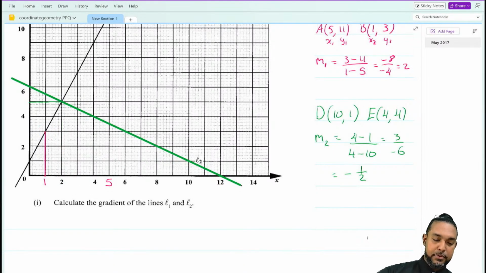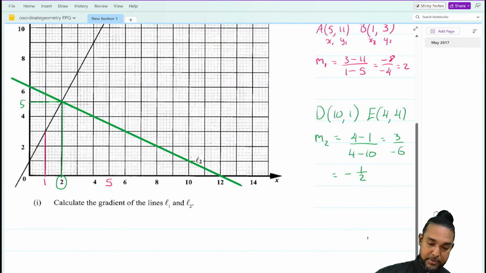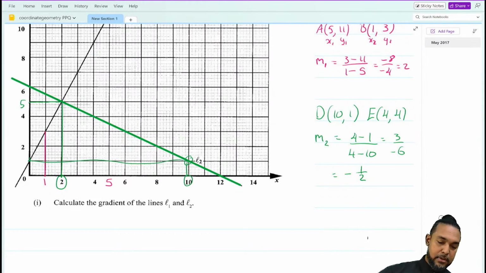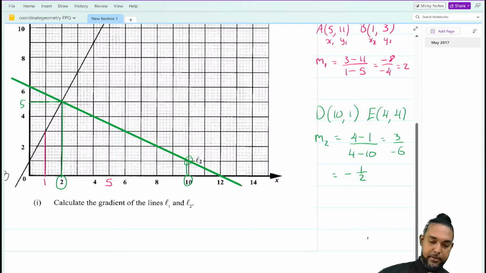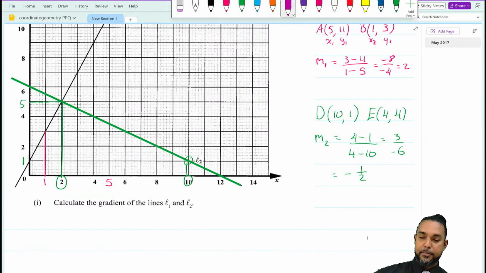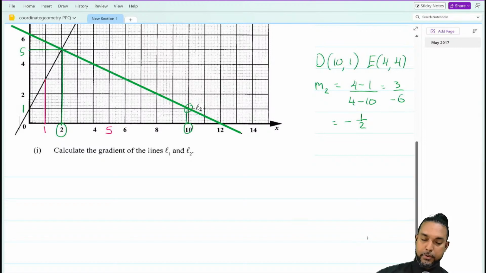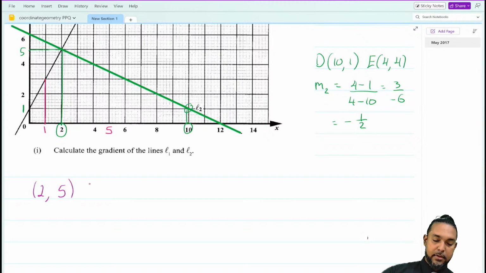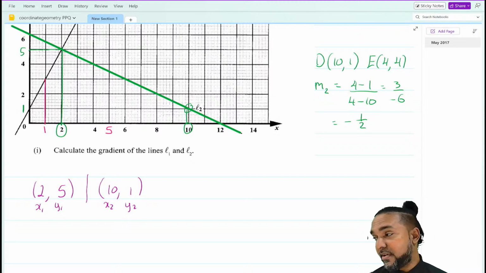Okay, so you said you use 2 and 5 and 10 and 1. So that's this point here, right? So 10 and 1. Let me use a different color, purple, so we can distinguish it. Your coordinates were 2 on the x, 5 on the y, and 10 and 1. So this is your x1 and y1, this is your x2 and y2. Minus 0.5 is perfectly fine.